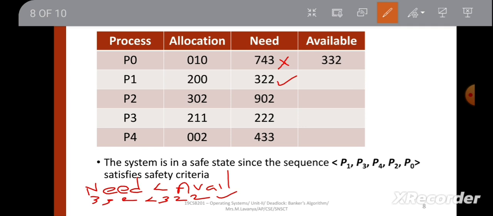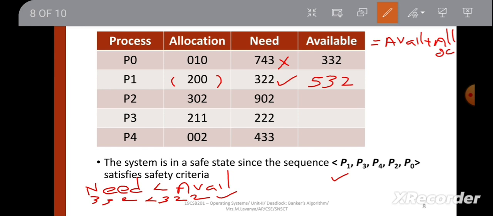After execution of this process, the already allocated resource will be freed, right, after execution. So the already allocated data will be added to the available. Available equals available plus allocation. While doing this, 332 plus 200 is 532. Since P1 has completed its execution, we are noting it down for finding the safe sequence of this process.